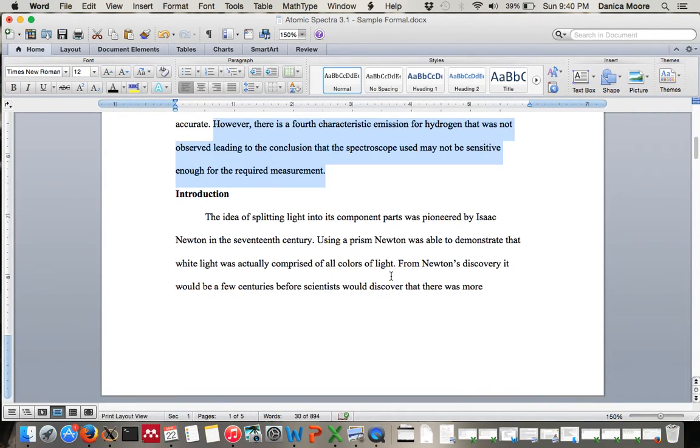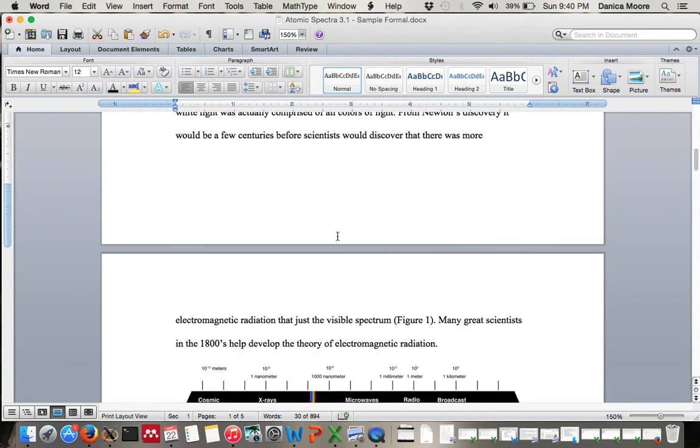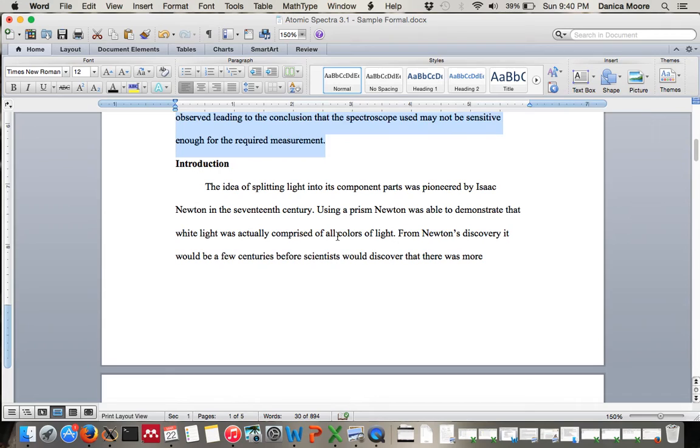Okay, so moving on to the introduction. I'm not going to put too fine a point on reading this whole thing, but suffice it to say it's background information. There'll just be a couple of things that I will point out to you. The idea of splitting light into its component parts was pioneered by Isaac Newton in the 17th century. Using a prism, Newton was able to demonstrate that white light was actually comprised of all colors of light.